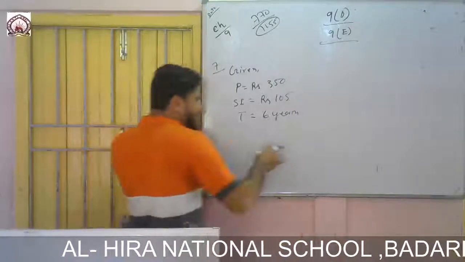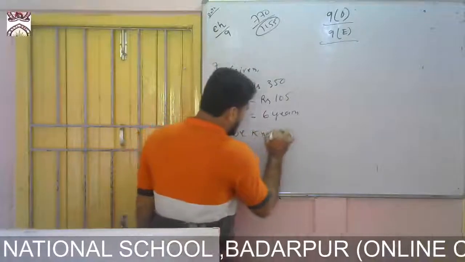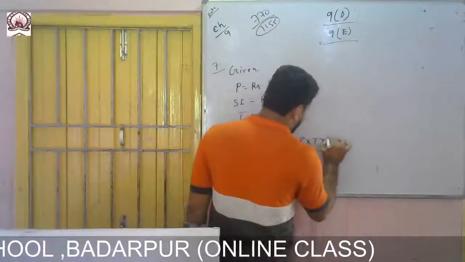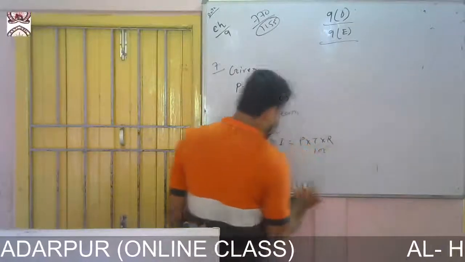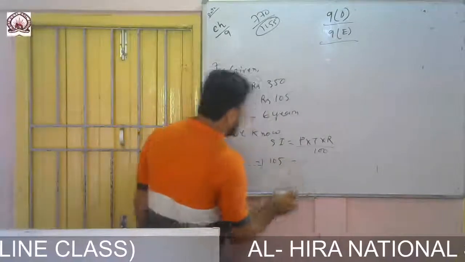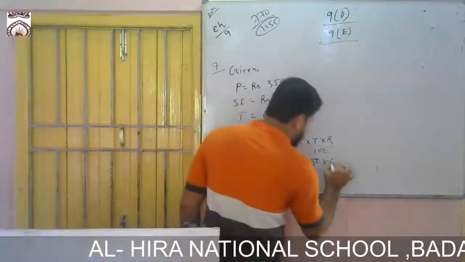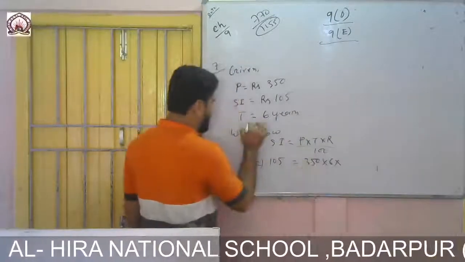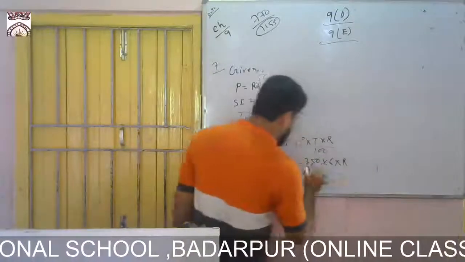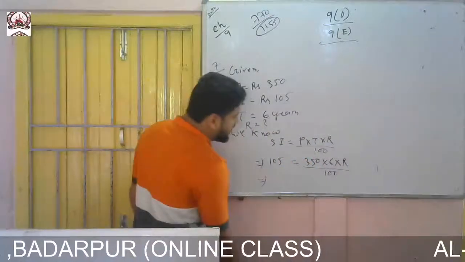You can find it very easily. We know SI equals P into T into R by 100. So SI is rupees 105, P is 350, T is 6 years, into R, which we need to find, R equals question mark, by 100. From there we can find R.